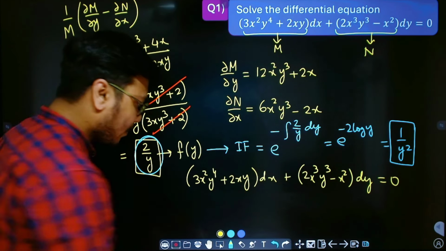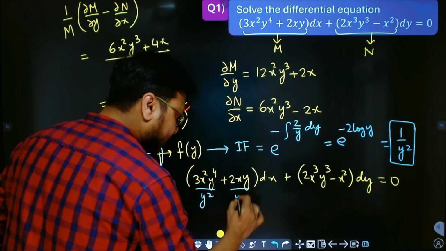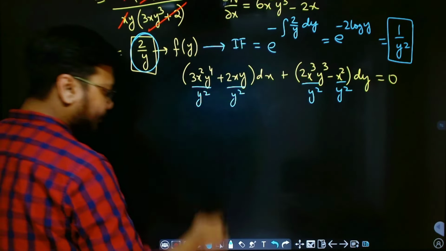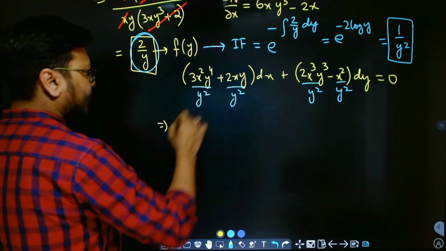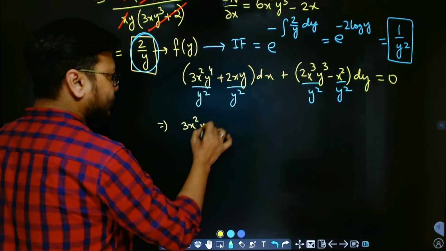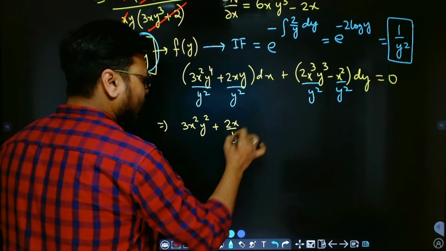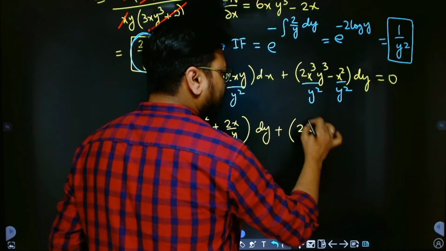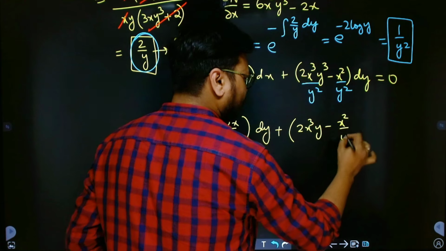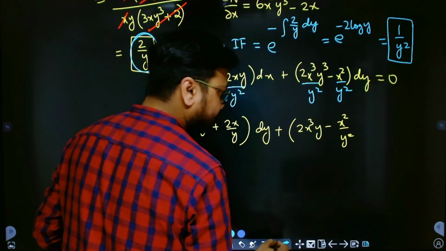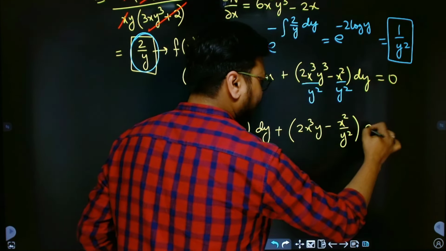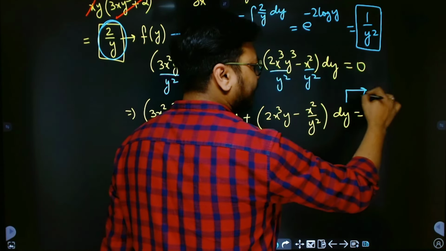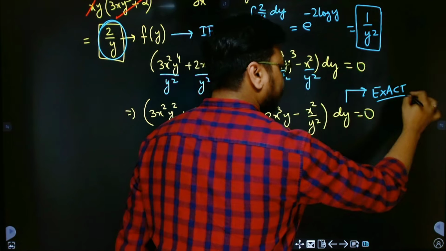So this is my original equation. I'm dividing each term by a y square, and if I simplify this one more line, I'll have 3x square y square plus 2x by y dx plus 2x cube y minus x square by y square dy equals 0. So definitely this is now my exact differential equation, right? So this has become exact.